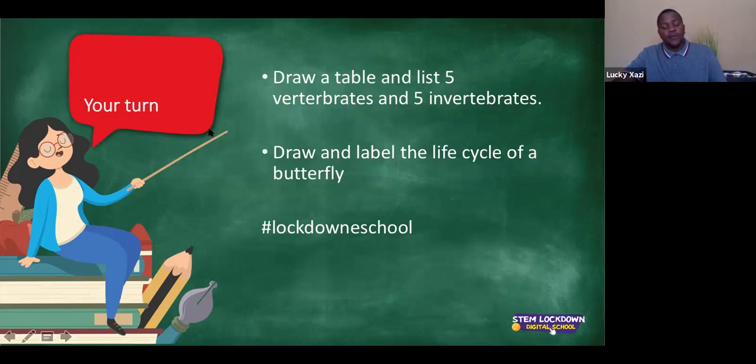And so I want you now to draw a table and list 5 types of vertebrates and 5 types of invertebrates. You can do it on your own spare time to try and see if you can recall what you have learned in this lesson. You can also draw and label the life cycle of a butterfly.